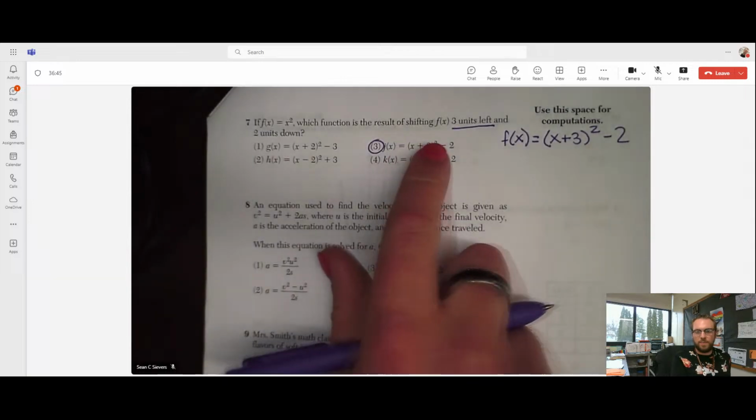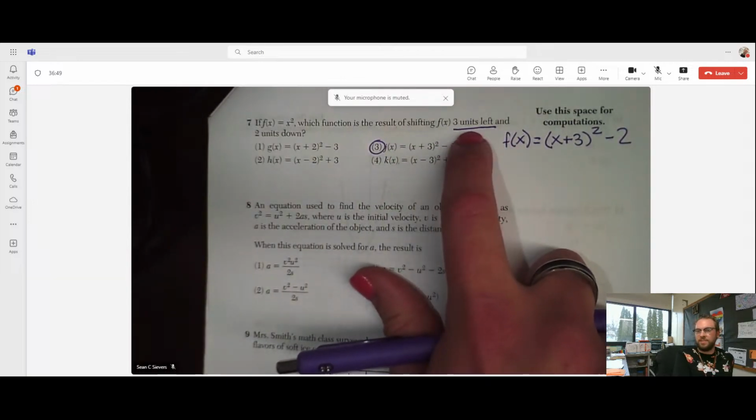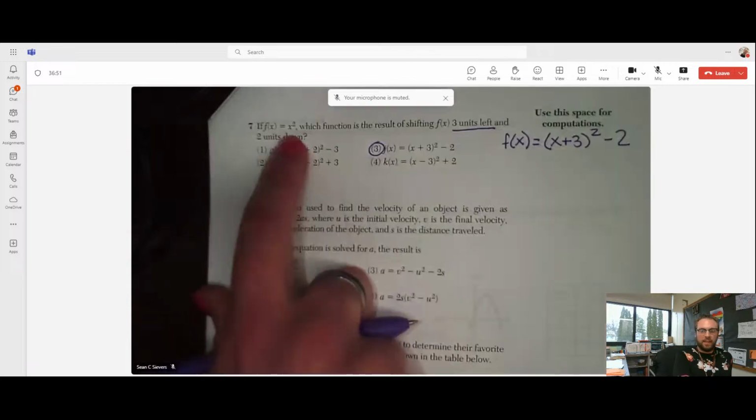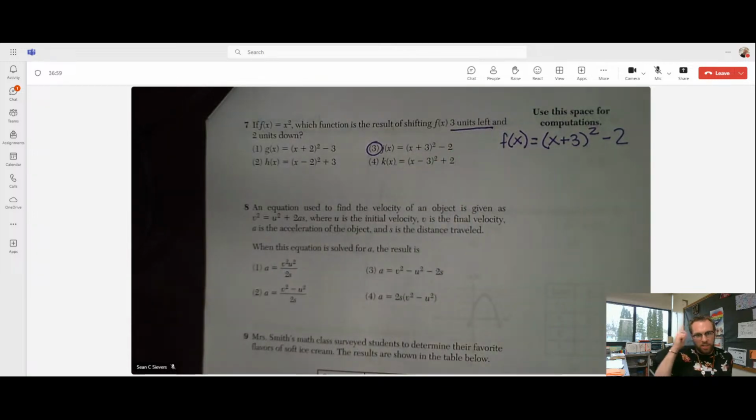This question was nice because even if we didn't know how to write this 3 units left in terms of my function, if I just look at 2 units down, the only one with negative 2 on the outside is answer choice number 3. But you would have to know where that minus 2 goes into our function.